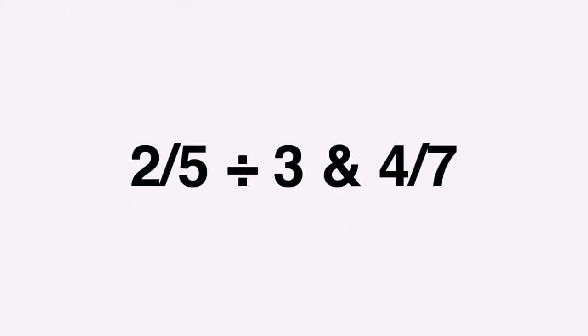What about this problem? 2/5 divided by 3 and 4/7. 3 and 4/7, that's difficult. How do I divide 2/5 by 3 whole and 4/7? The better solution is to change 3 and 4/7 into an improper fraction, like we did on the last problem. So, what is 3 and 4/7 actually saying? Well, we're dealing with sevenths. Notice the 4/7. That's our clue. So how do we change 3 whole into sevenths?